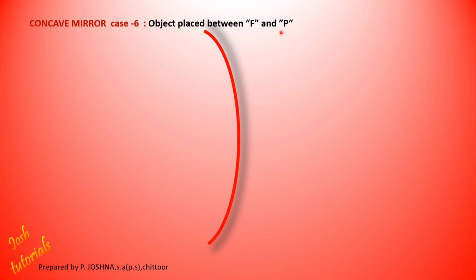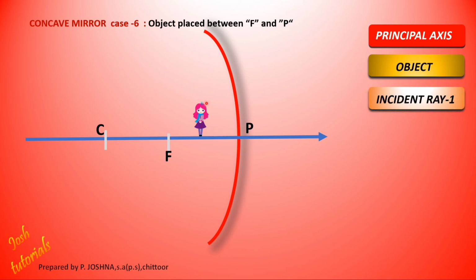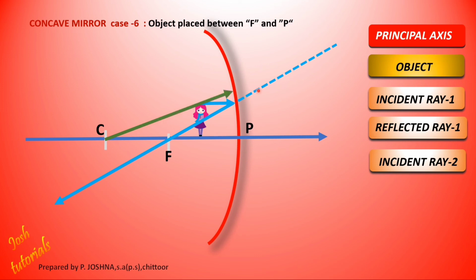The object is placed between the focal point and the pole of the mirror. Draw the mirror, mark the points and place the object between F and P. Now draw the first ray, the incident ray. It is parallel to the principal axis, so it gets reflected back through the focal point. As the image is formed beyond infinity, I am drawing a backward line. Look at the back.